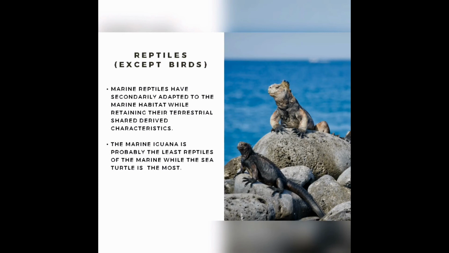Marine reptiles have secondarily adapted to the marine habitat while retaining their terrestrial shared-derived characteristics. They include a single lizard, the marine iguana of the Galapagos Islands, more than 65 species of sea snakes, the saltwater crocodile, and the American crocodile, and 7 species of sea turtles. The marine iguana is probably the least marine reptile, while the sea turtle is the most. Iguanas primarily enter water to feed, while other species may only return to land to lay eggs.